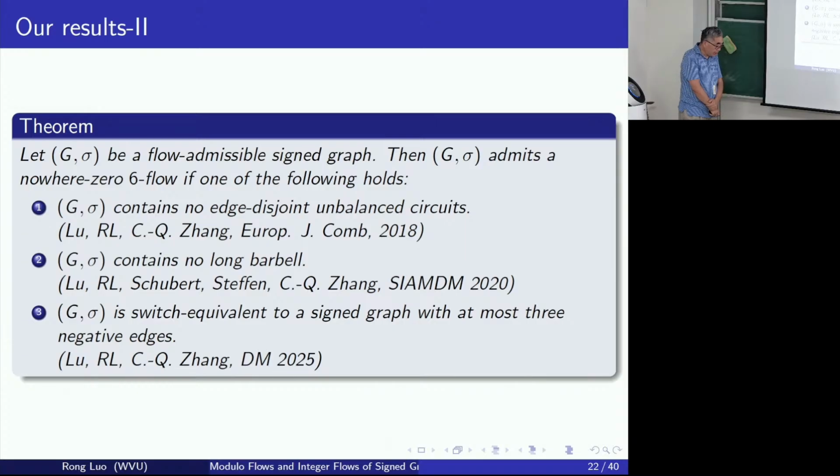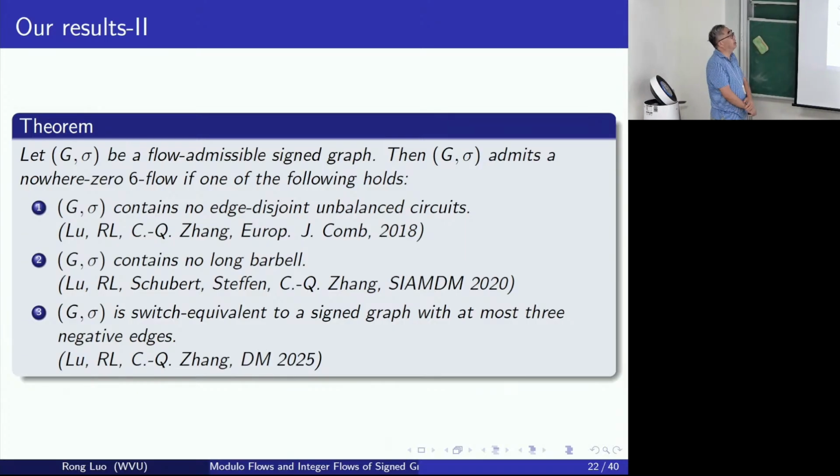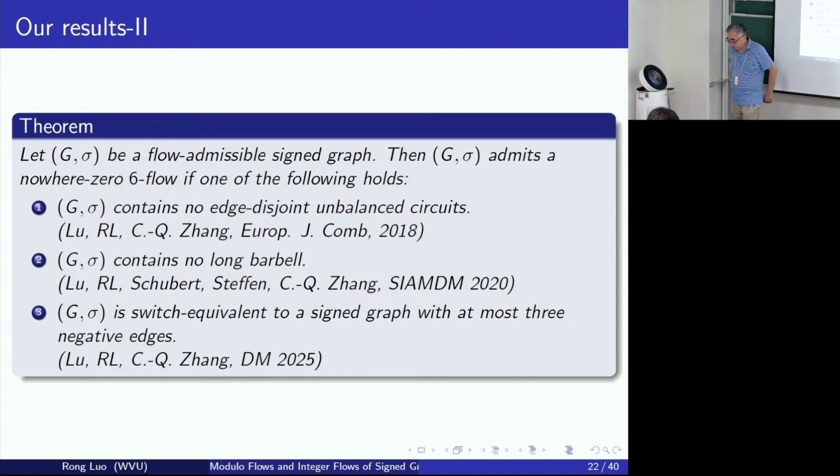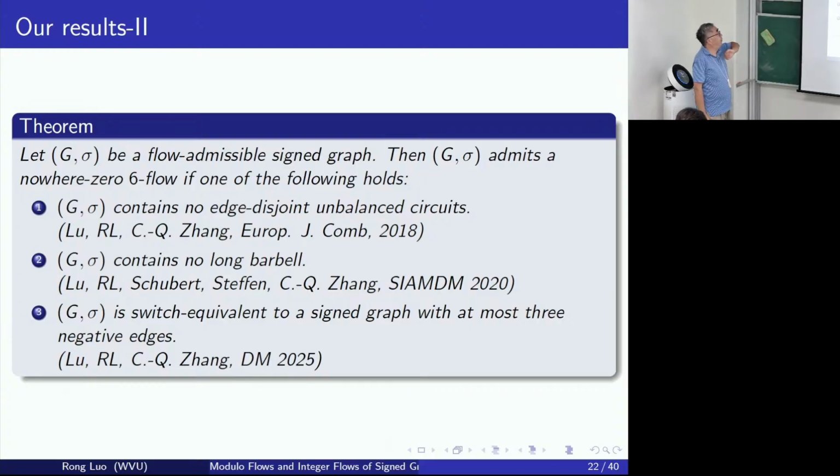Then we also look at some special families of signed graphs. For instance, if the graph does not have edge-disjoint unbalanced circuits, which means it has no short barbell and no long barbell, then it has a 6 flow. The long barbell is the troublemaker. A short barbell still has a nowhere-zero 2 flow, and a balanced circuit still has a nowhere-zero 2 flow. So if we exclude the long barbell, we can prove that it still has a 6 flow.